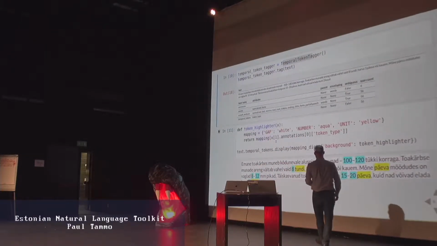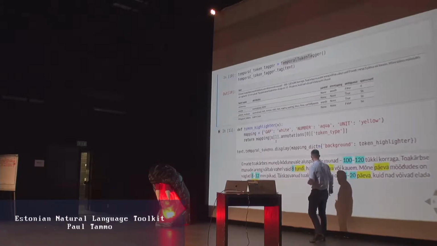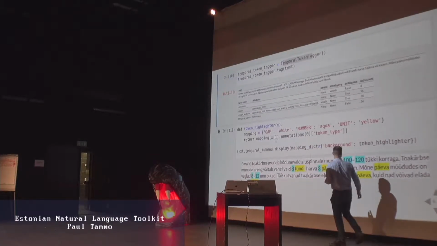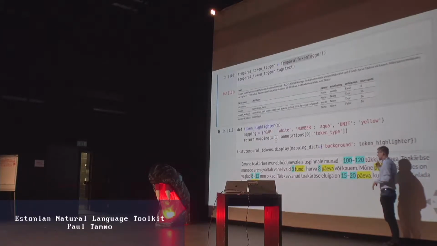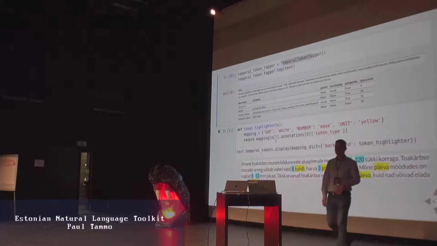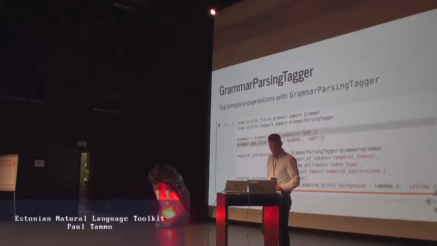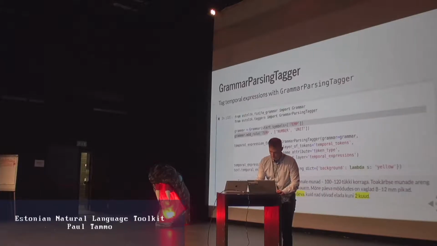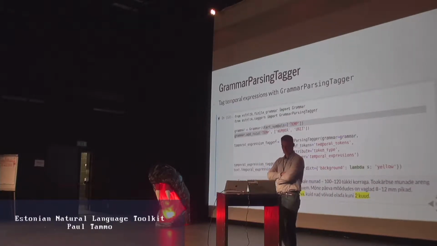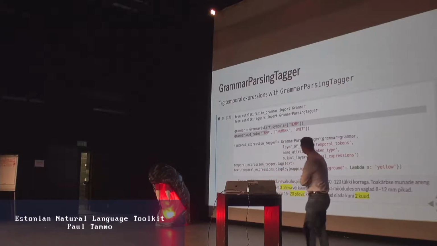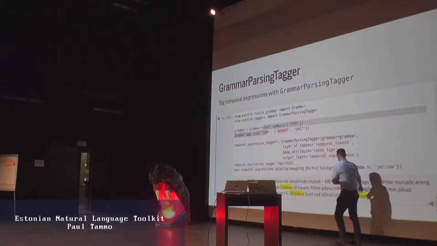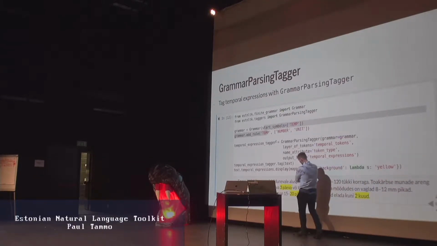Here is adjacent number and time unit, and so that should be a time expression. Here is a time unit, no number, so it is not a time expression. Okay, let's try and run it. And as promised, it found all the time expressions. 8 hours, 3 days, 2 months. Well, this says 15 to 20 days.